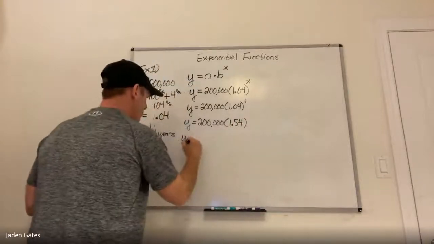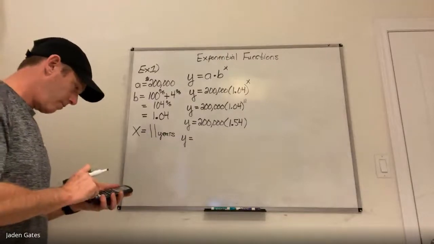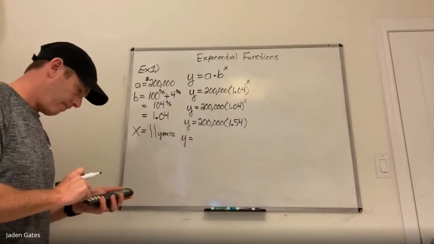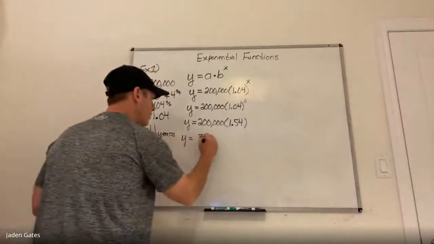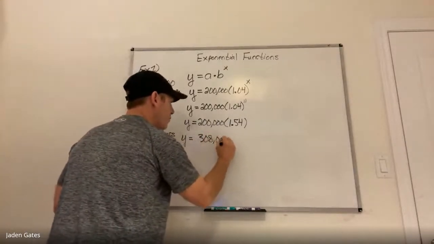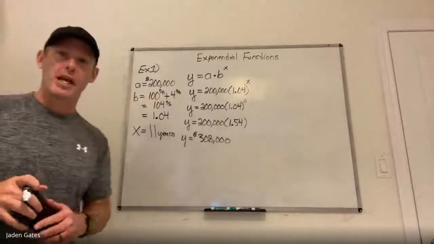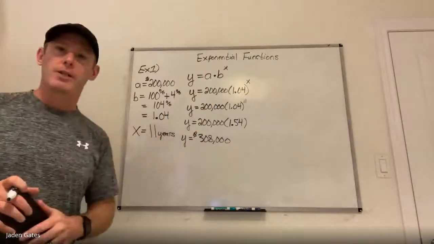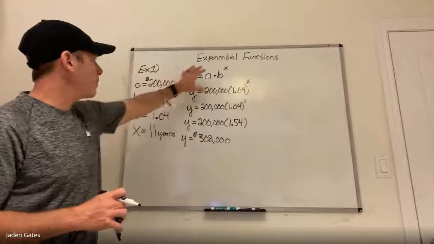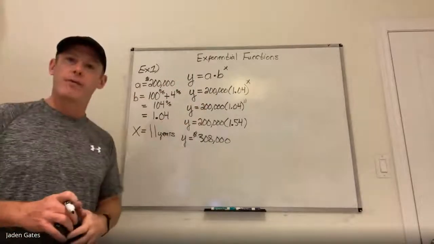And then I multiply that 1.54 by 200,000, and I get $308,000. That is what we would expect the house to be worth at the end of next year, if, of course, the multiplying rate stays the same. All right, so we develop our equation, then we're looking at a specific scenario, plug it in, and we solve.